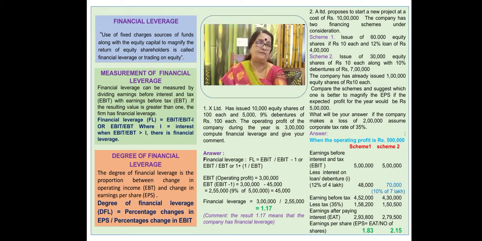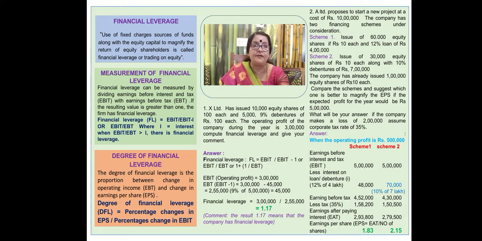Take the first problem. X Limited issued 10,000 equity shares of rupees 100 each and 5,000 9% debentures of rupees 100 each. The operating profit of the company during the year is 3 lakh. Compute the financial leverage and give your comments. Financial leverage, what is the equation? EBIT divided by EBT.